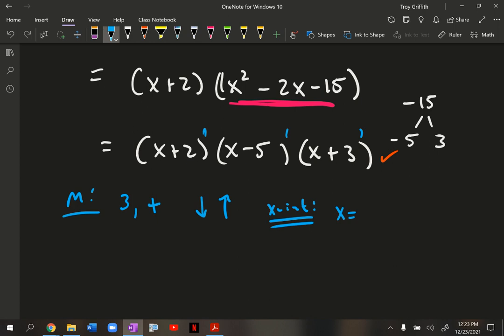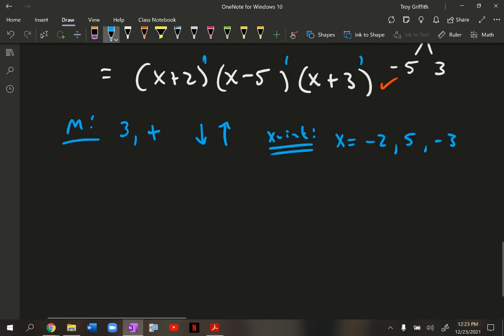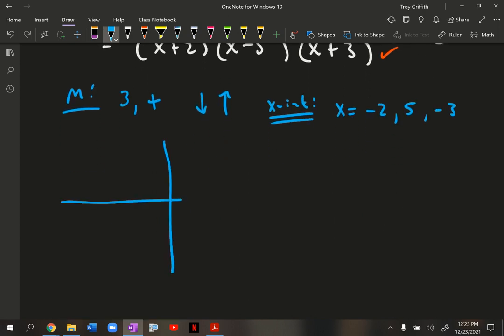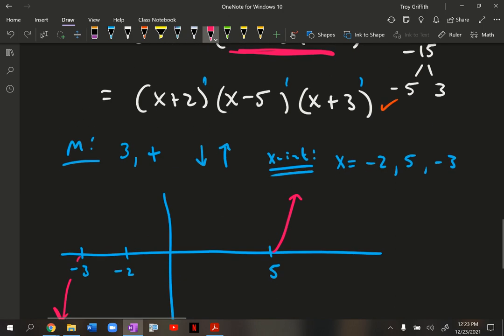So x-intercepts, we've got -2, 5, and -3. Okay, and we'll sketch in our graph. We've got -3, -2, and 5, putting these things in order. We are down on the left, up on the right. There are no repeat factors, so everything is to the first power here. And we will finish here by just going straight through at each one of these x-intercepts. And here's what my graph's going to look like.